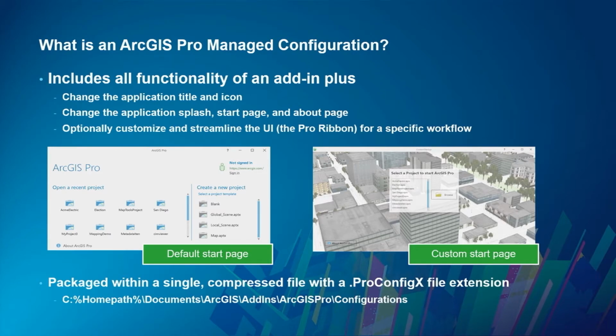So here on the slide, on the left, you can see the default start page for Pro that you're all familiar with. On the right, you can see the custom start page that you get out of the box with the Pro SDK. I'm going to show you that in the demo coming up. So when you compile a managed configuration project in Visual Studio, you get a compressed ProConfigX file. So this gets installed into your user's documents profile location. The full path is given here at the bottom.